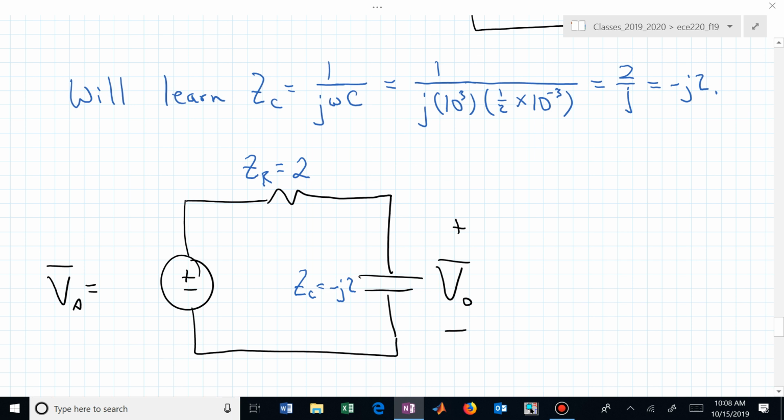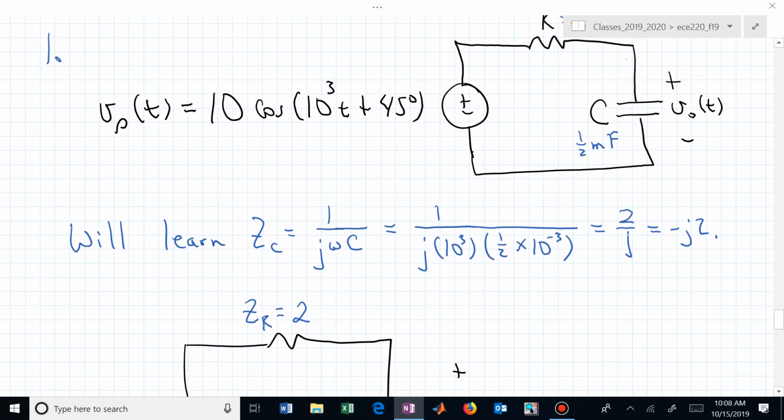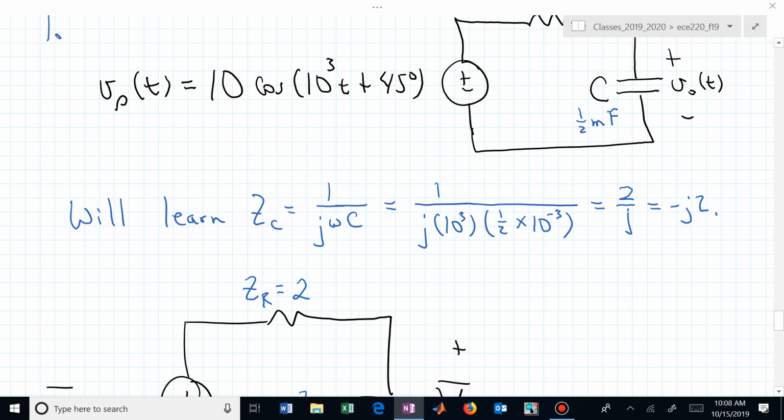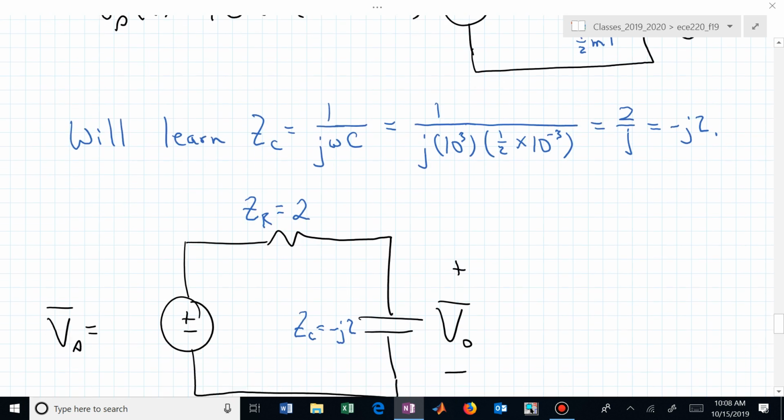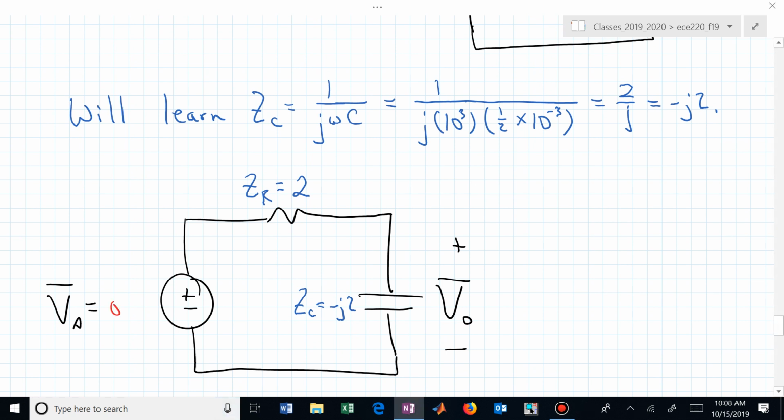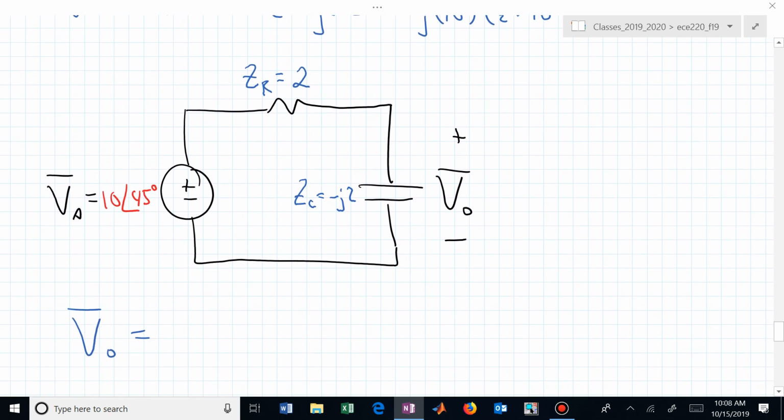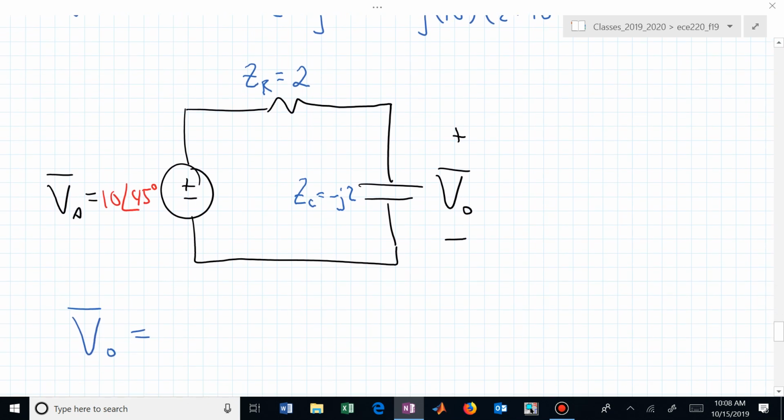What's capital V sub S bar? Phasor transform. We just pull out the magnitude and the angle of that cosine. And that's 10 at an angle of 45 degrees. That's now V sub S bar. We now have 10 at an angle of 45 degrees. And we want to find what is V sub 0 bar.